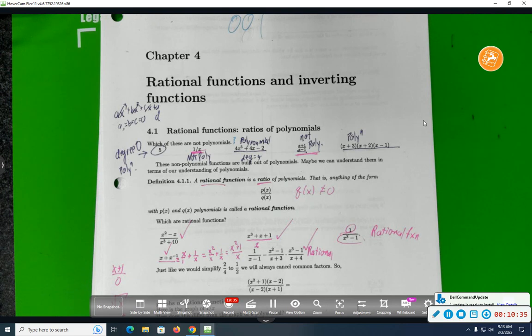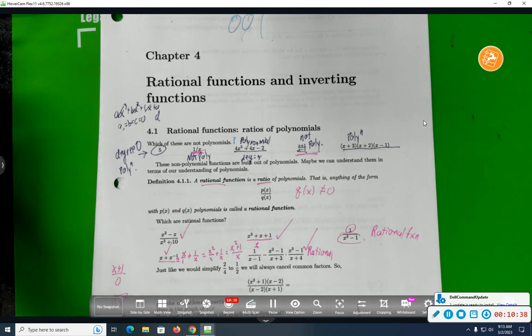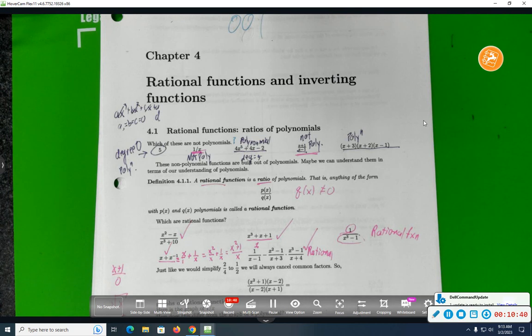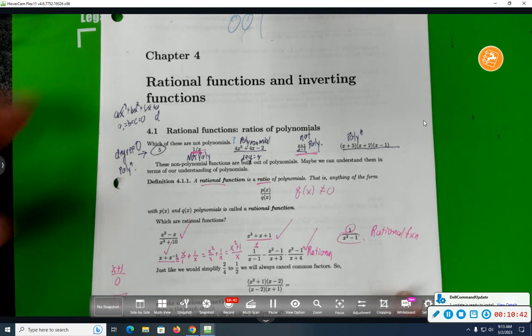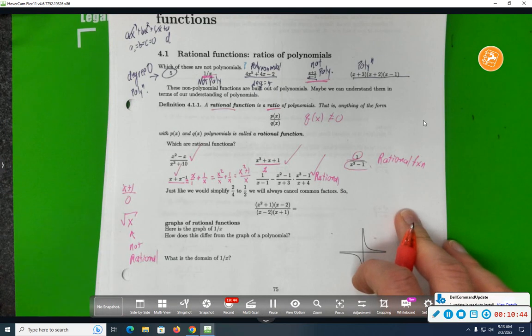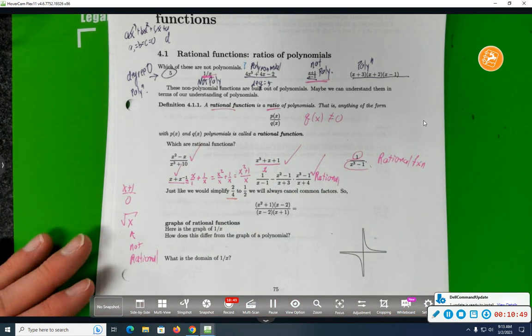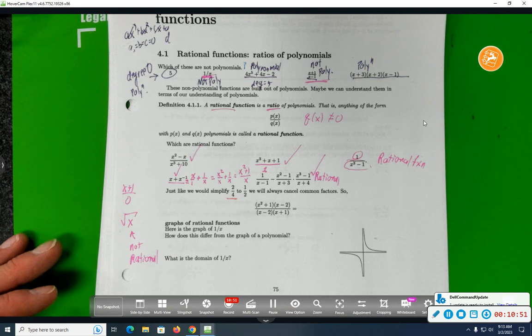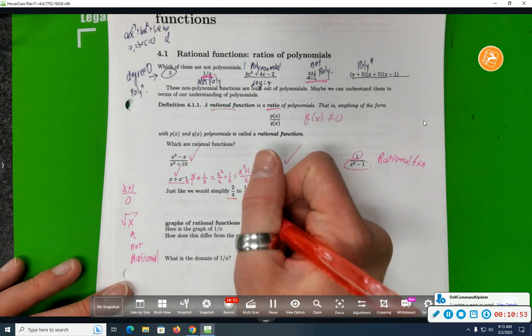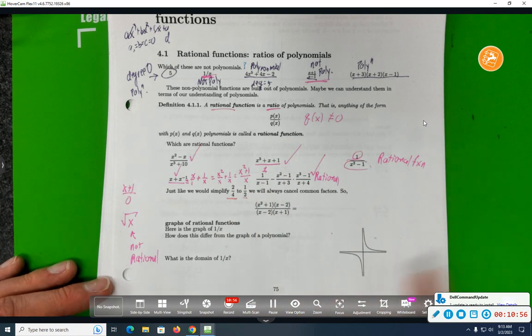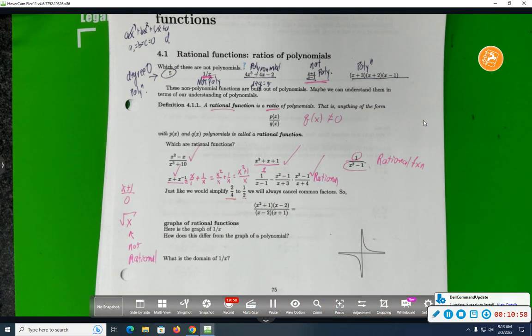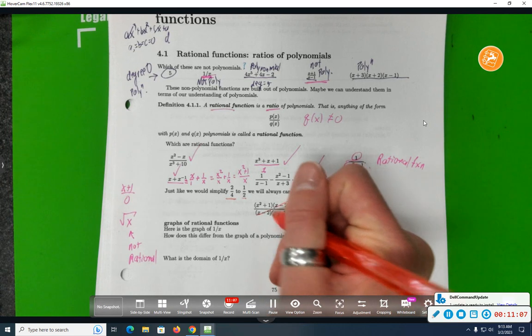Cool. So, let's carry on. Here's something to point out. You should always simplify your fractions. Just like you would never say 2 over 4 as the final answer if you want to actually do anything with it, you'd simplify it to 1 over 2. Similarly, if you see x squared plus 1 times x minus 2, all over x minus 2 times x plus 1, what does that simplify to? Yeah, x squared plus 1 over x plus 1.